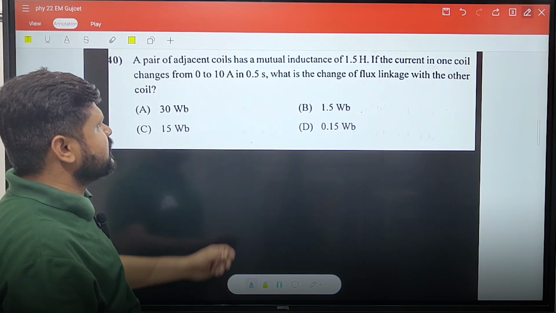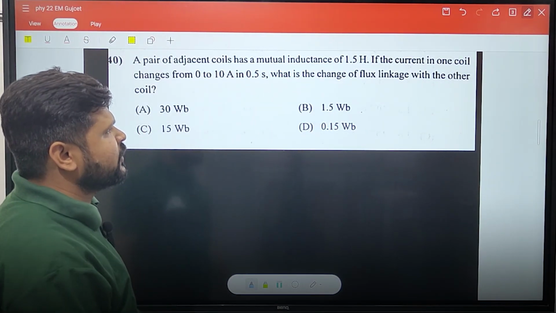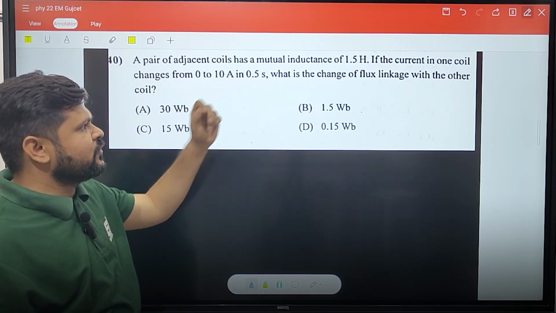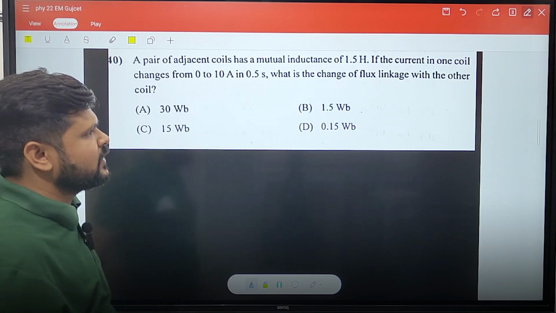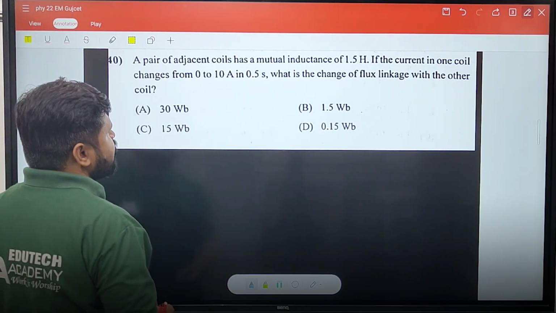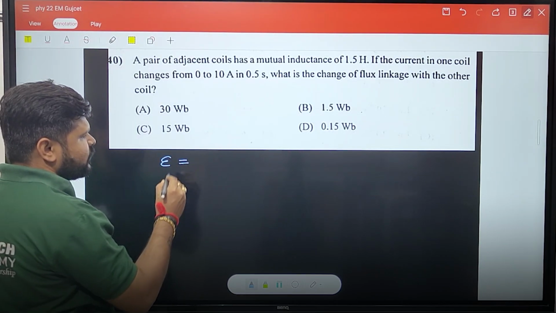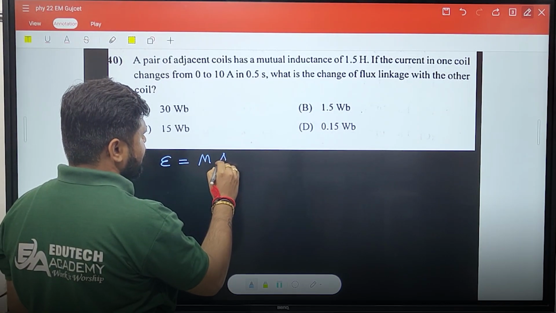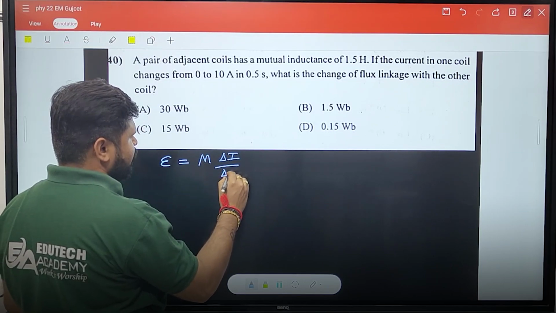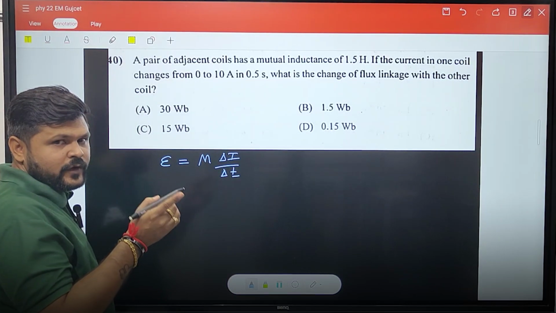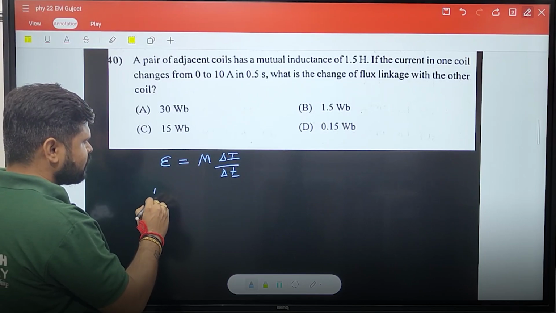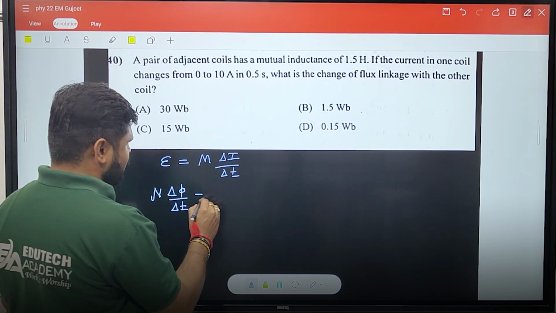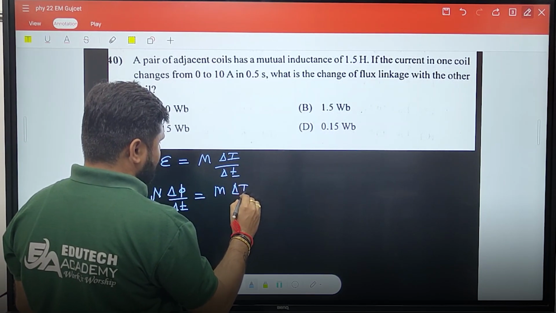The pair of adjacent coils has a mutual inductance of 1.5 Henry. If the current in one coil changes from 0 to 10 ampere in 0.5 second, what is the change of flux linkage with the other coil? For that we will use the formula of induced EMF in mutual inductance, that is M ΔI by Δt. But we already know, according to Faraday's law, this ε will become N Δφ by Δt. So that will be equal to M ΔI by Δt.